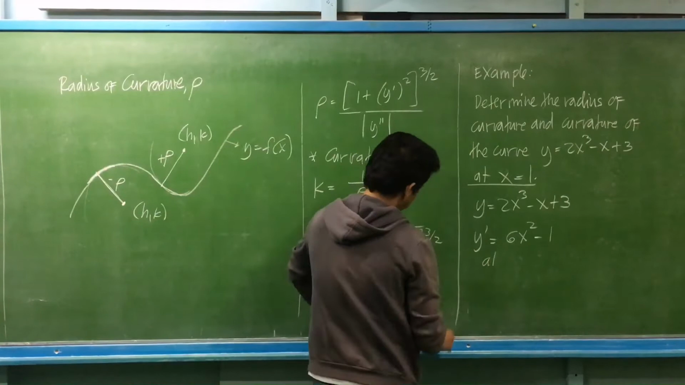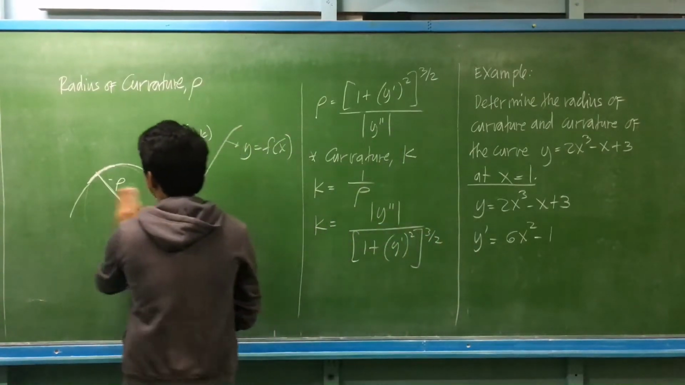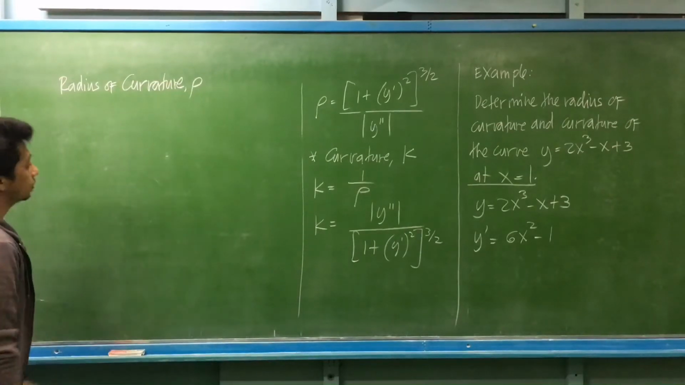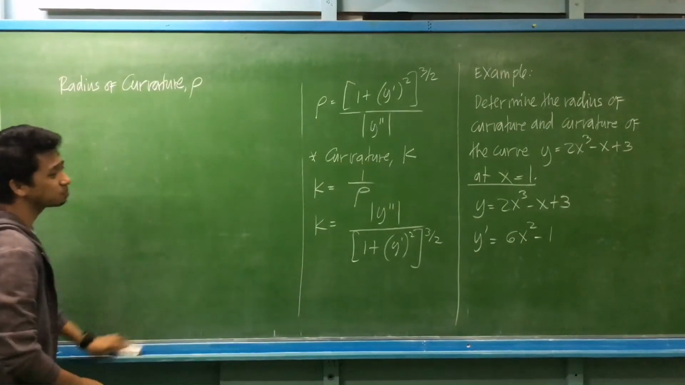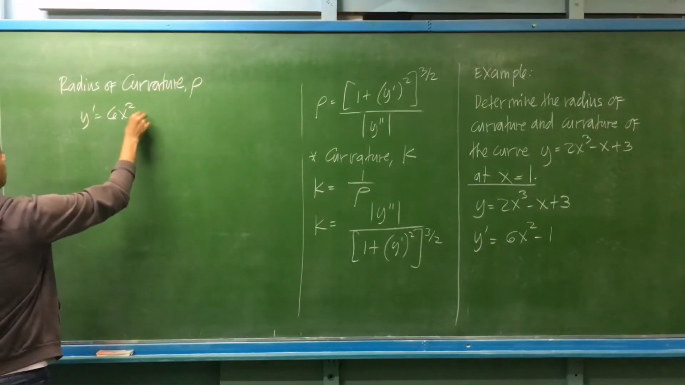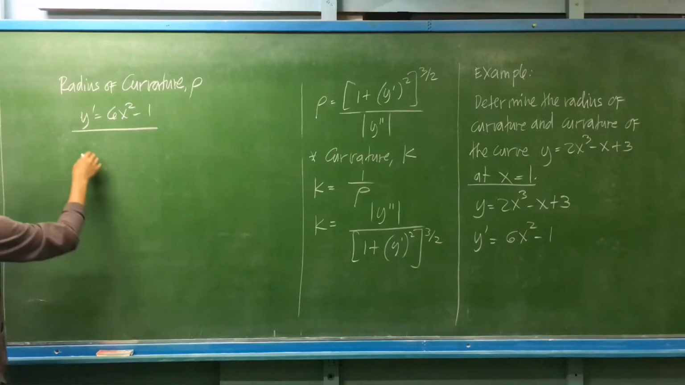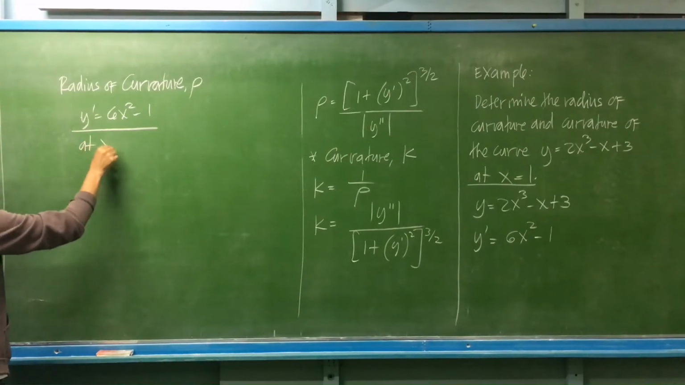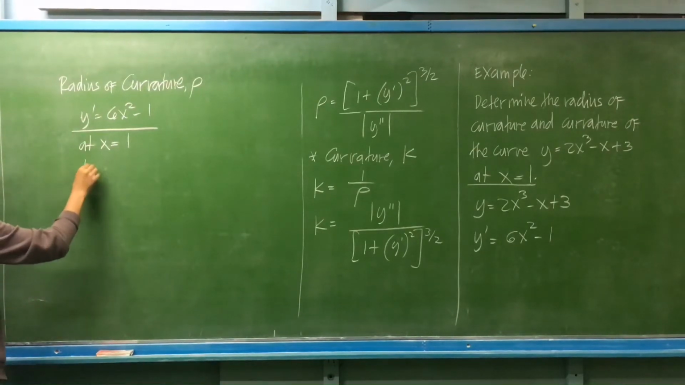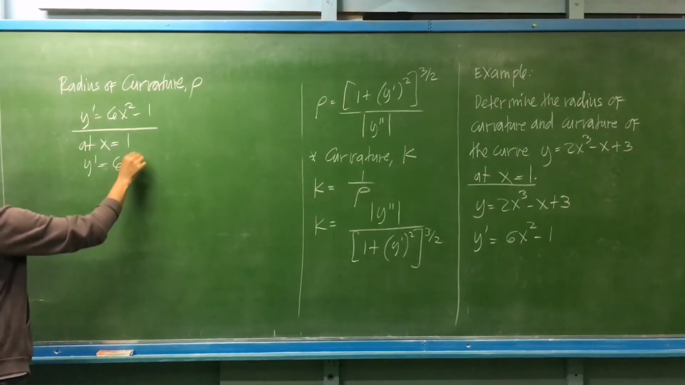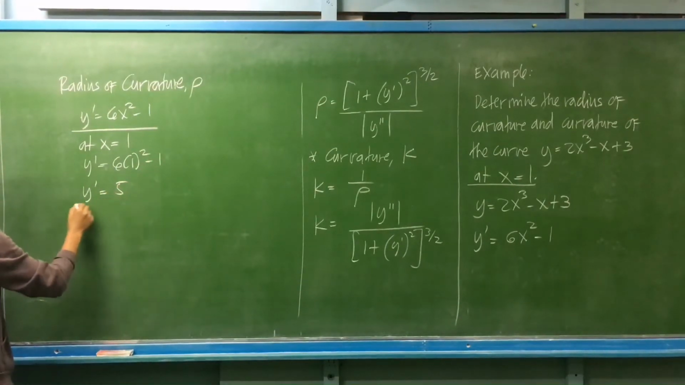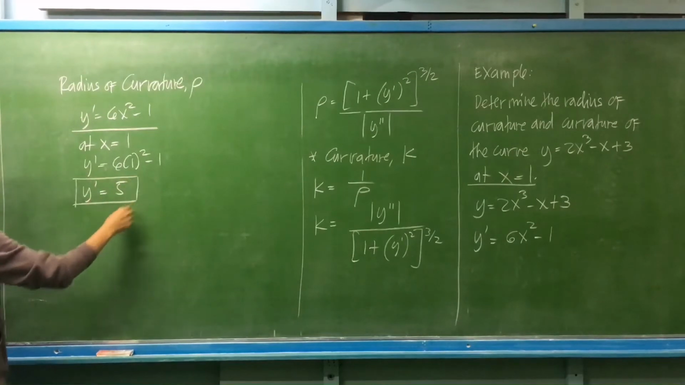We have y prime is equal to 6x squared minus 1 at x is equal to 1. What will be the value of y prime? We have y prime is equal to 6 times 1 squared minus 1. Obviously, y prime is equal to 5.